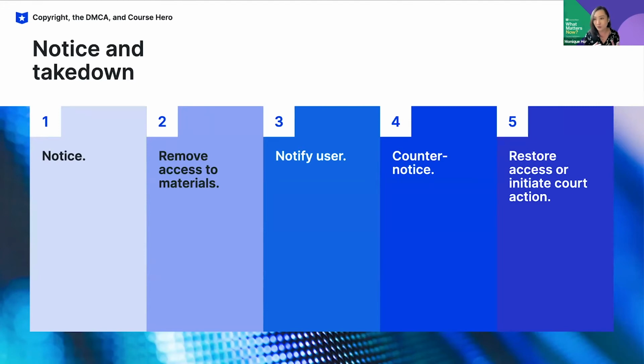So Course Hero will then remove the materials. We will notify the user who uploaded it in the first place that there is a takedown. The user has an opportunity to respond. And if they respond, Course Hero has to take certain action. And again, I only want to go through this because it's important to understand that there are multiple steps to this process, as well as explain why sometimes things are not removed right away, or things come back onto the site, or why we ask for certain information. And I'll give an example of that in a little bit.